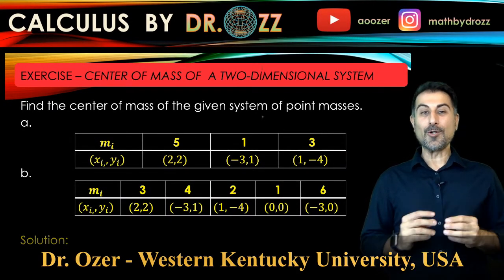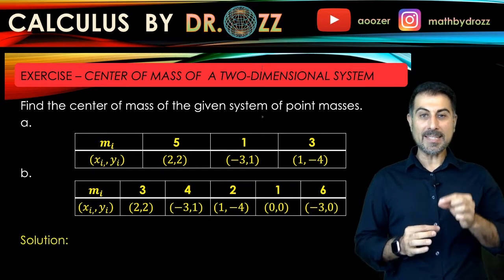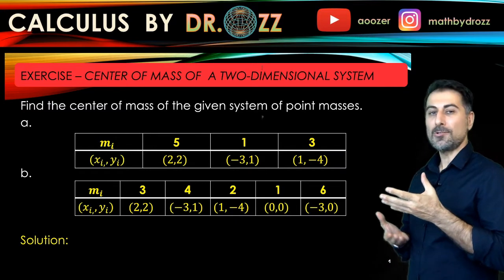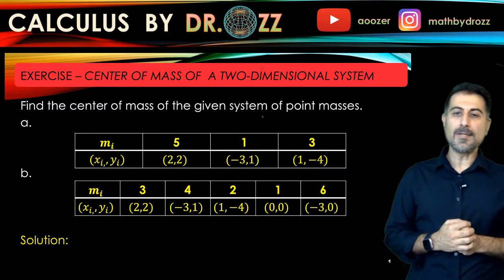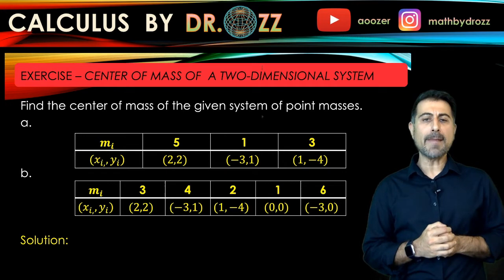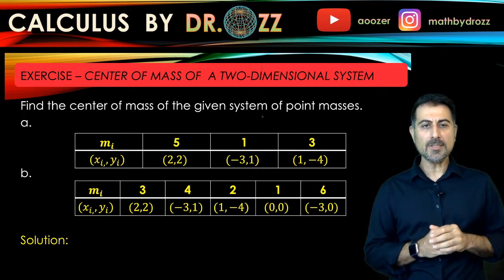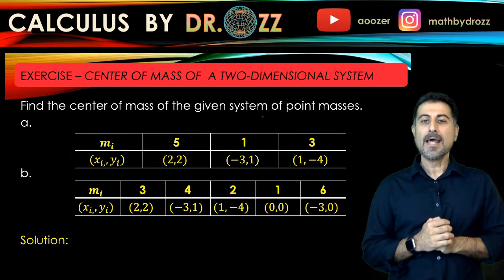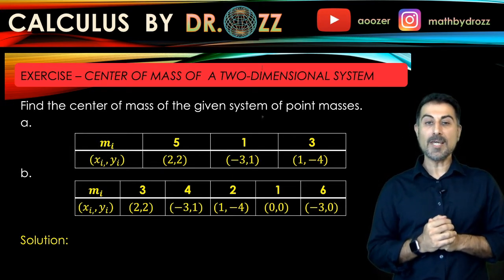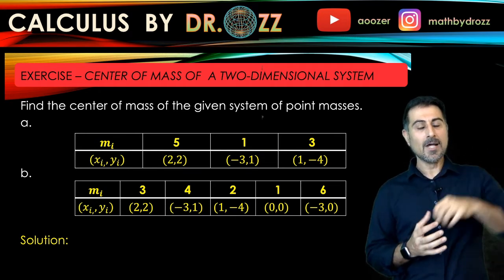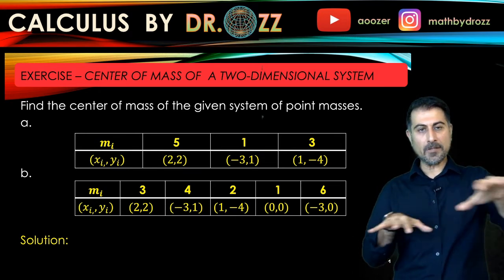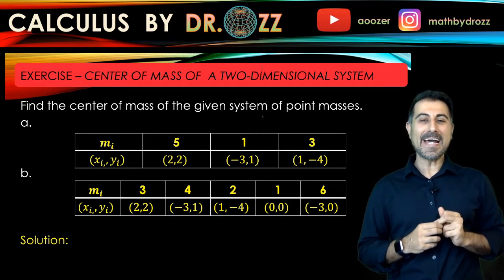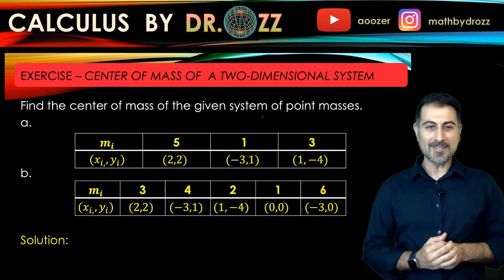Oz. Today we're going to go over an exercise where we're going to find the center of mass of a two-dimensional system. We have two exercises to go over. In the first one, we have three different masses located at three different locations, and we're going to find the center of mass with three of those masses. And in the second part of the question, we have in fact five different masses located on the XY plane at different locations, and we want to find out where the center of mass of this two-dimensional system is.